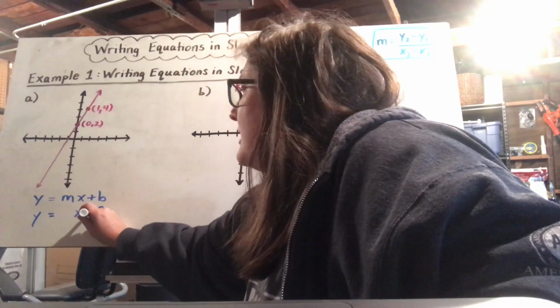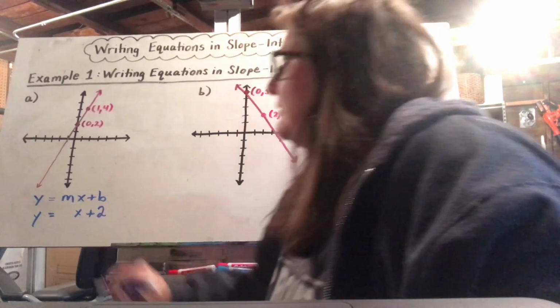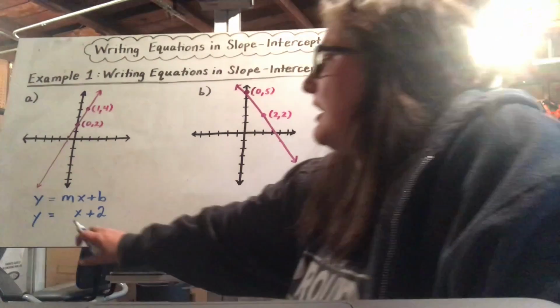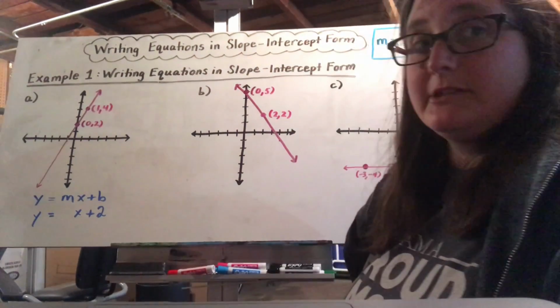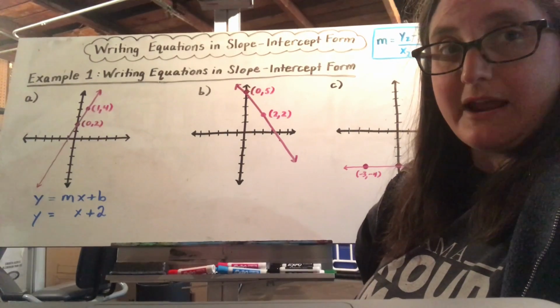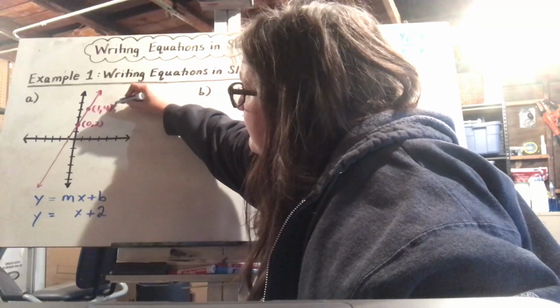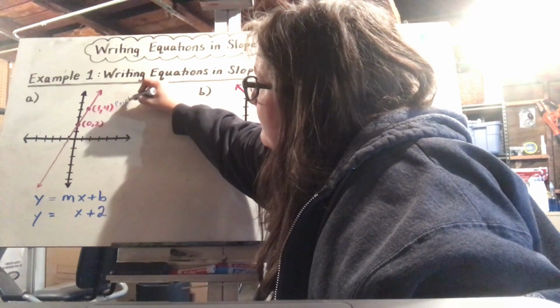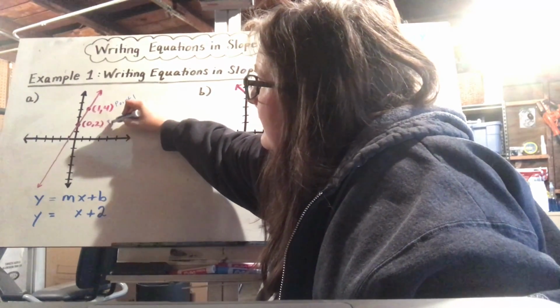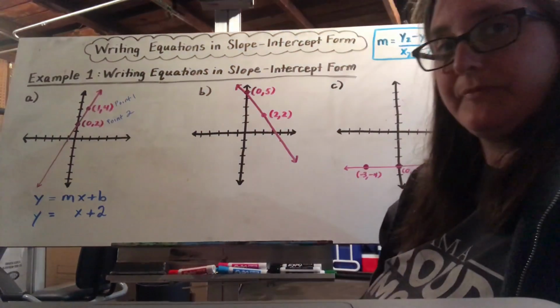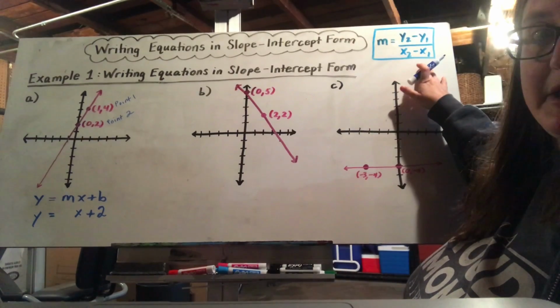Now I'm filling in some of the other things that I know are going to be in my equation, like the y, the equal sign, the x, the plus. The thing I am missing right here is the slope. So that's the next thing that I have to find. I'm just going to call this one point 1, and this one point 2, and I'm going to use that information to find my slope, okay? With this formula right here.